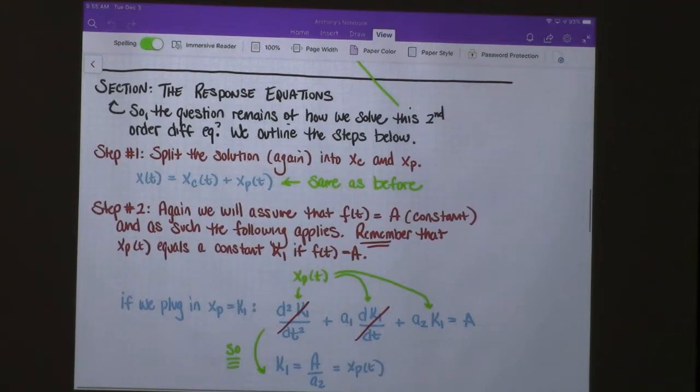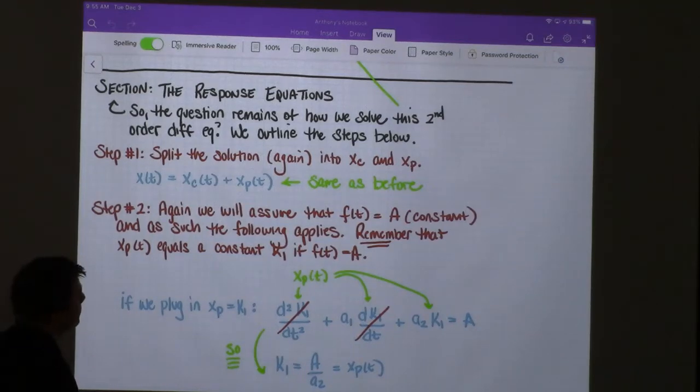So the question remains, how do we solve this second order differential equation? We're going to use the steps that are shown below. First, we are going to draw upon many of the ideas that we also used for solving first order differential equations. One part of that is the idea that we can split the solution again into our complementary and our particular solutions. And so we're going to do that.